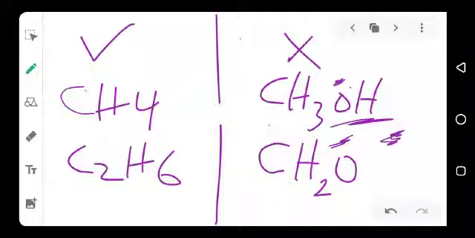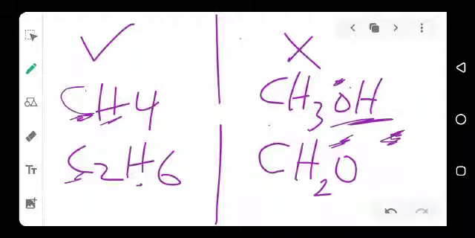But these ones have only carbon and hydrogen, so they are hydrocarbons. These ones are not. So any organic compound that has only carbon and hydrogen is a hydrocarbon, but anything that contains something apart from carbon and hydrogen is not a hydrocarbon.